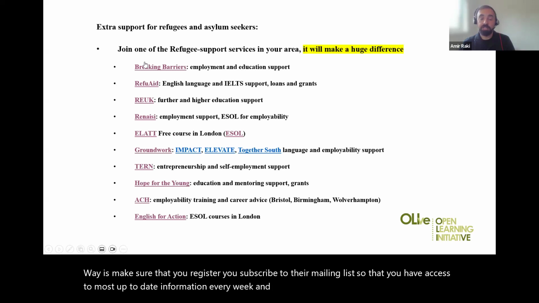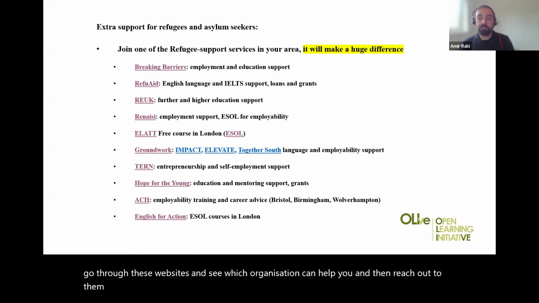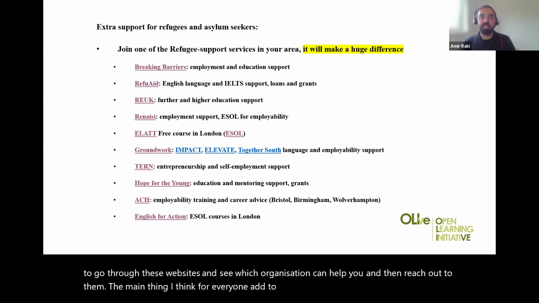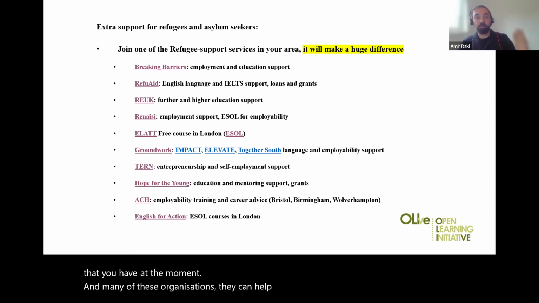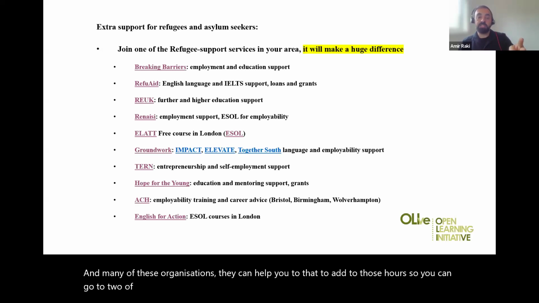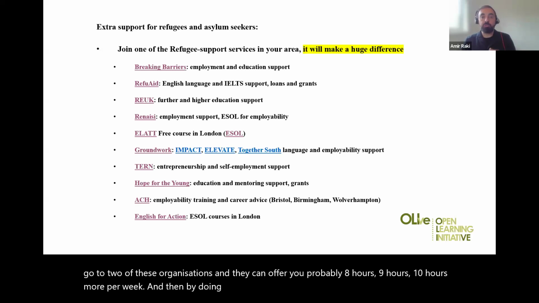And then make sure that you take enough time to go through these websites and see which organization can help you, and then reach out to them. The main thing, I think, for everyone, is to add to the number of English learning hours that you have at the moment. Many of these organizations can help you to add to those hours. You can go to 2 of these organizations, and they can probably offer you 8, 9, or 10 hours more per week. And by doing that, you are going to improve your language learning.